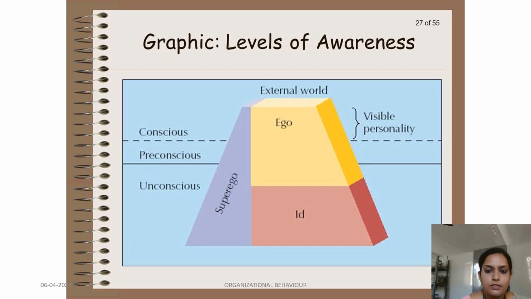This is the pyramid of the three states: id, ego, and superego. You can see the id is fully an unconscious stage, and the ego is a combination of unconscious, preconscious, and conscious. And last, the superego is also a combination of unconscious, preconscious, and conscious states.